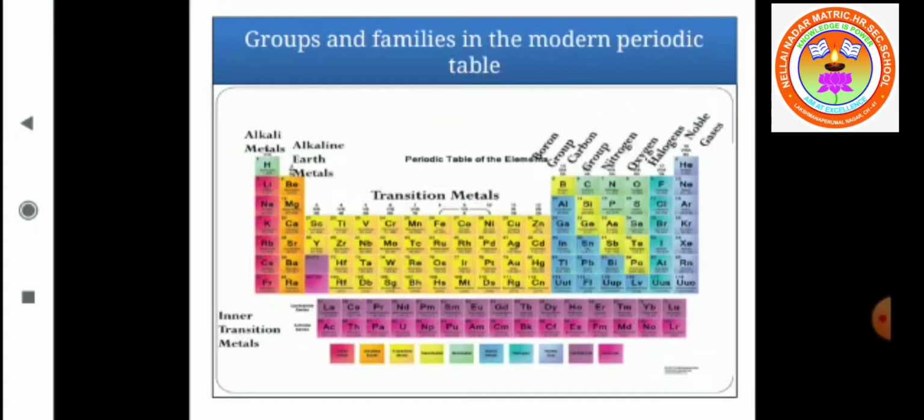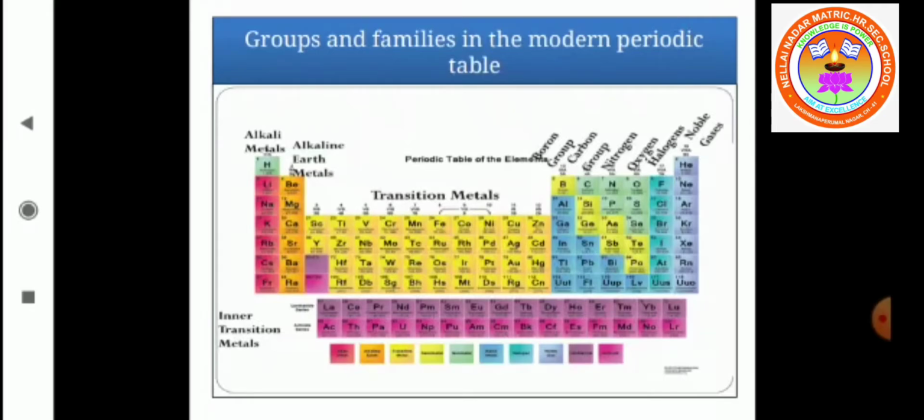So like this, we have from the third group to the 12th group. These elements are collectively called transition elements. Coming to the 13th group, it is called the boron family. 14th group is called the carbon family.